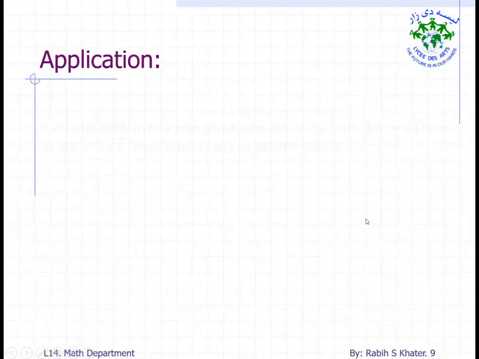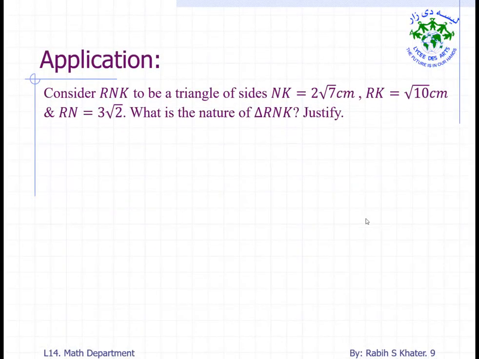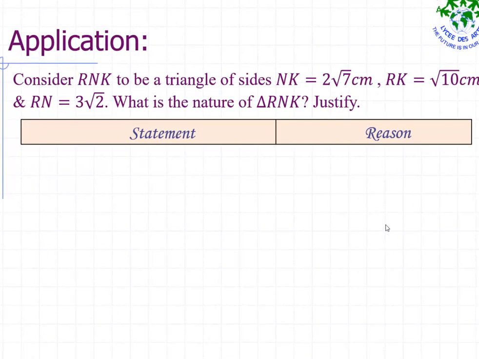Another application. Consider RNK to be a triangle of given sides NK, RK and RN. What is the nature of triangle RNK? Justify. Okay, stop the video and try to grab a pen and a paper and please try to solve it on your own. Well, let's try together. Statement and reason.